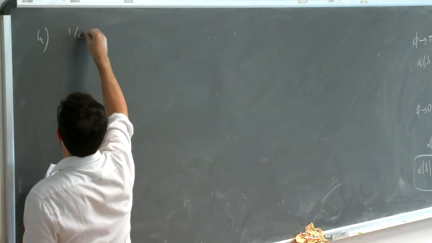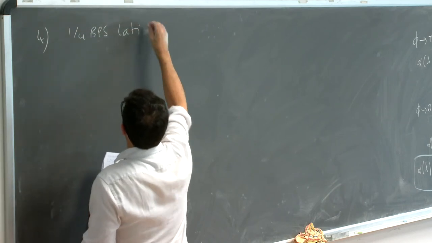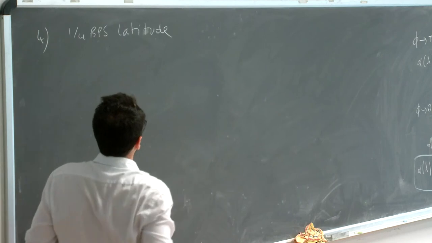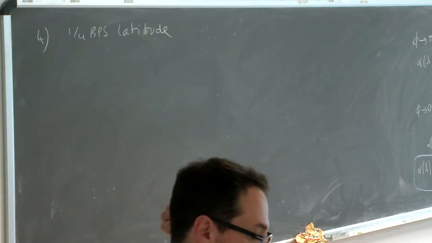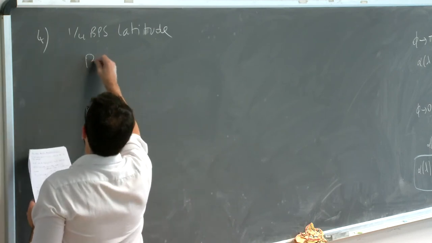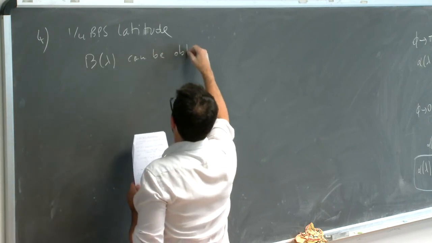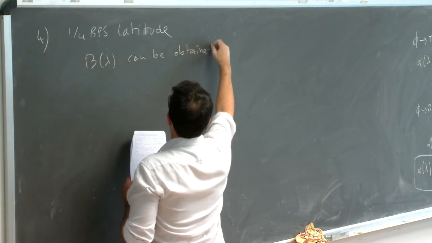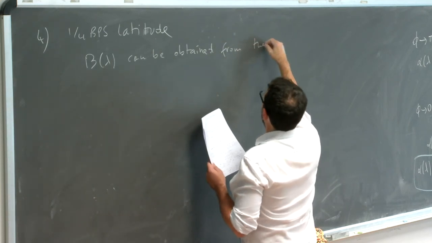which is this 1/4 BPS latitude that I introduced in the first lecture, and then it was the subject of an exercise. So the idea is that this B of lambda can be obtained from the quarter BPS latitude.